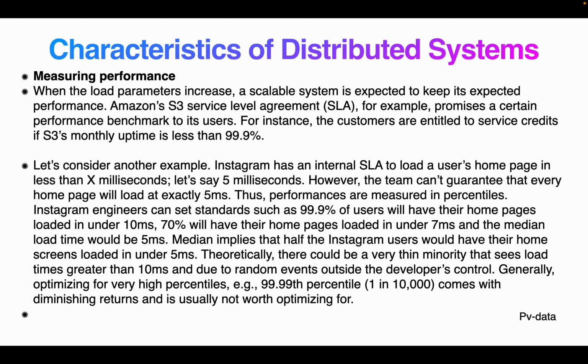And let's talk about measurement of performance. When the load parameter is increased, a scalable system is expected to keep its performance. The Amazon S3 service level agreement, which we call SLA, for example, promises certain performance benchmarks to users. For instance, customers are entitled to service credits if S3 monthly uptime falls below the promised level, and when load is high, they automatically increase capacity.